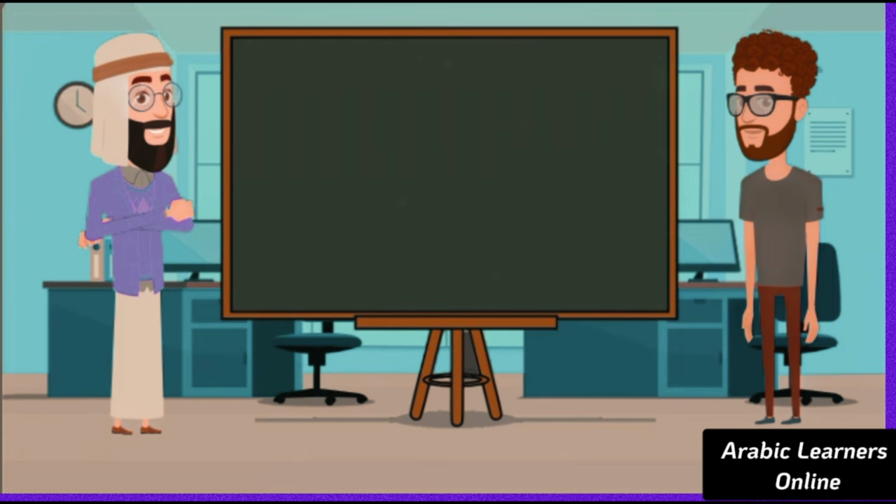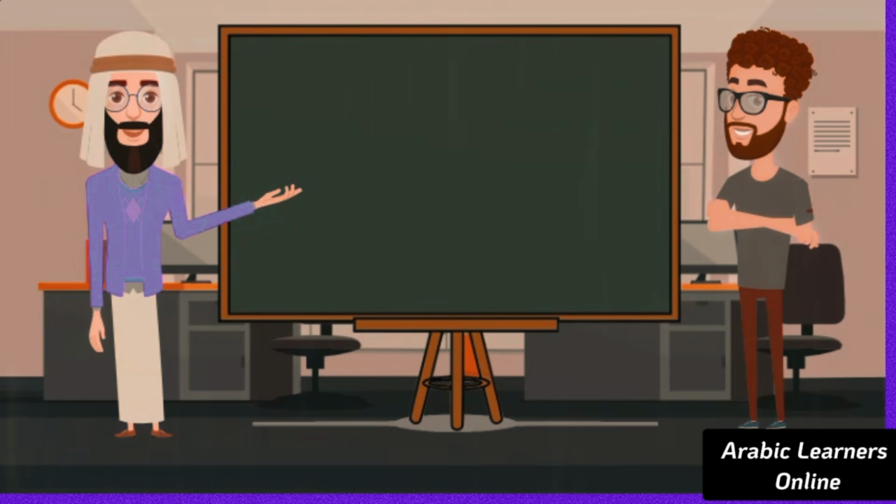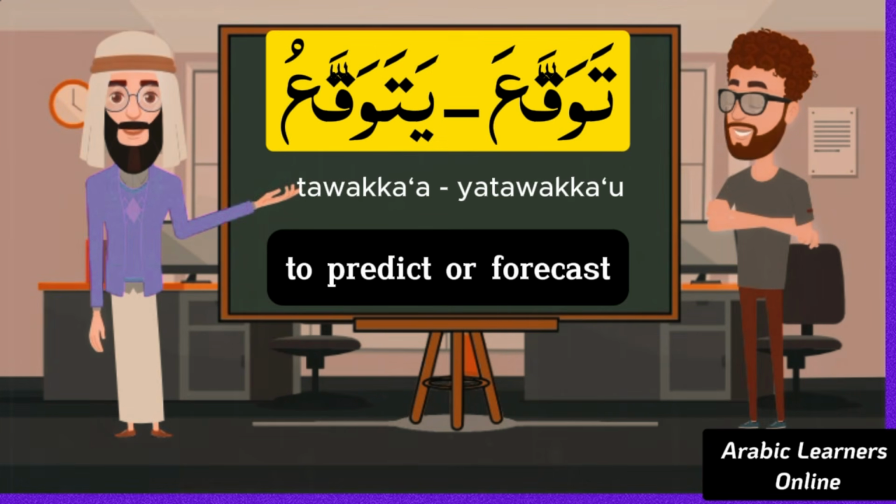Now for AI predictions. The system predicted the market trends. For AI predictions, we use توقع, يتوقع, which means to predict or forecast.